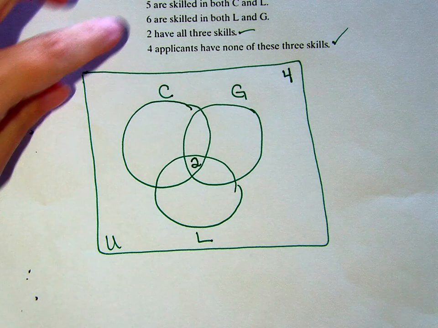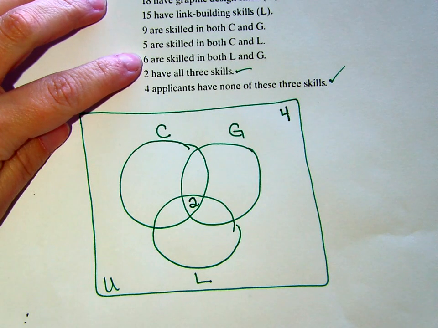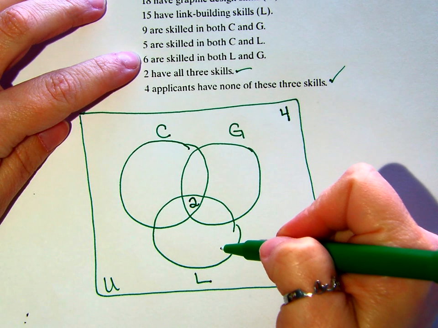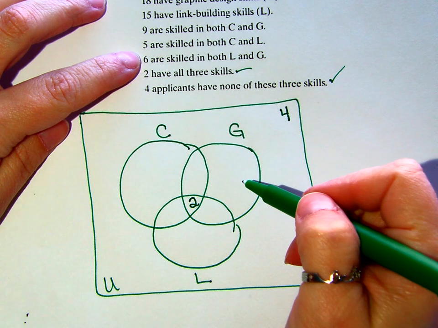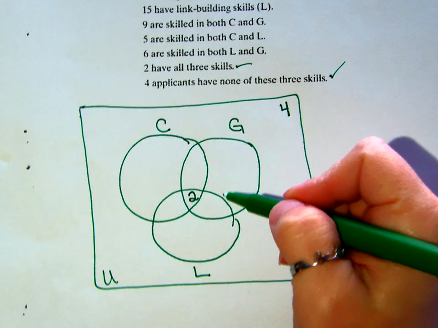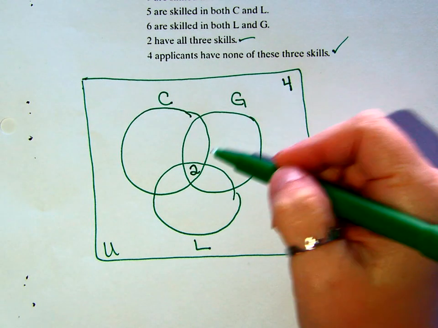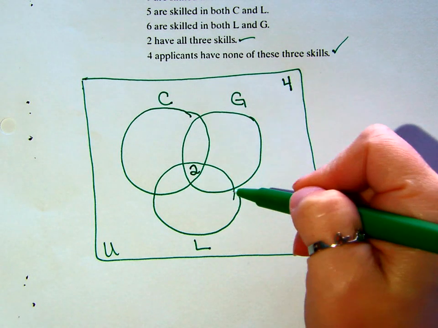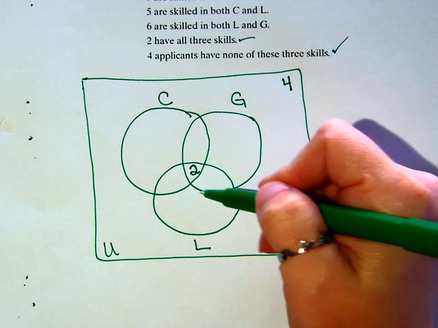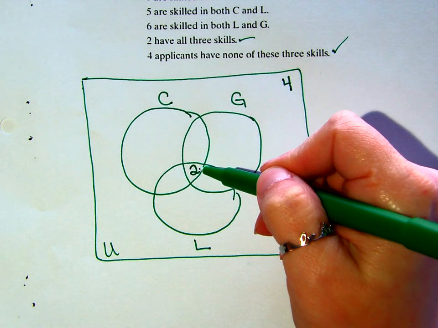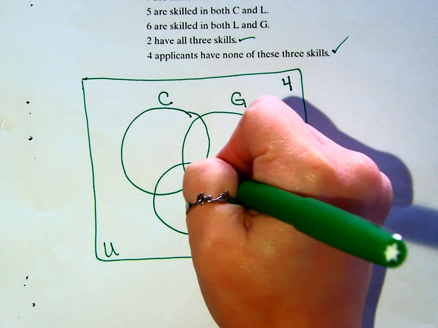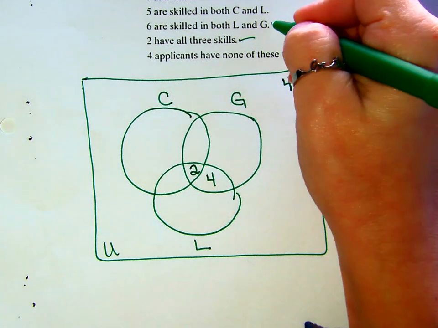Okay, so then I'm going to move up my list. It says 6 are skilled in the link building and in the graphic design. So if I'm looking at link building and graphic design, that's this space right over here, and it says there's 6 in here. But I already listed 2 here. So how many go here? 4, yeah. And then I've dealt with the L and G.